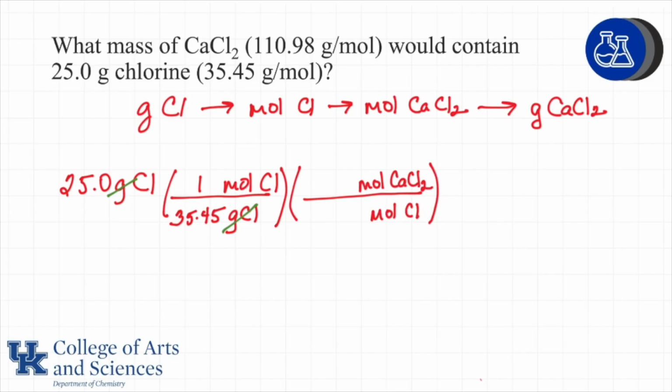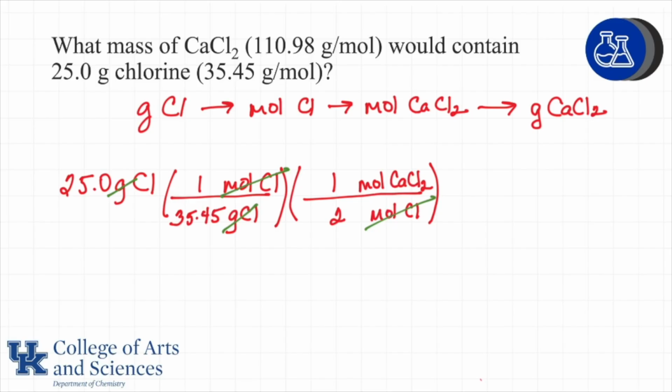So I have moles of chlorine, and I can relate that using the subscripts to moles of CaCl2. I can write that relationship based on that formula. I know that 1 mole of CaCl2 has 2 moles of chlorine because of the subscript numbers. Next, I can cancel out my moles of chlorine. Notice I'm canceling out moles of chlorine with moles of chlorine. I cannot cancel out moles of chlorine with moles of CaCl2.